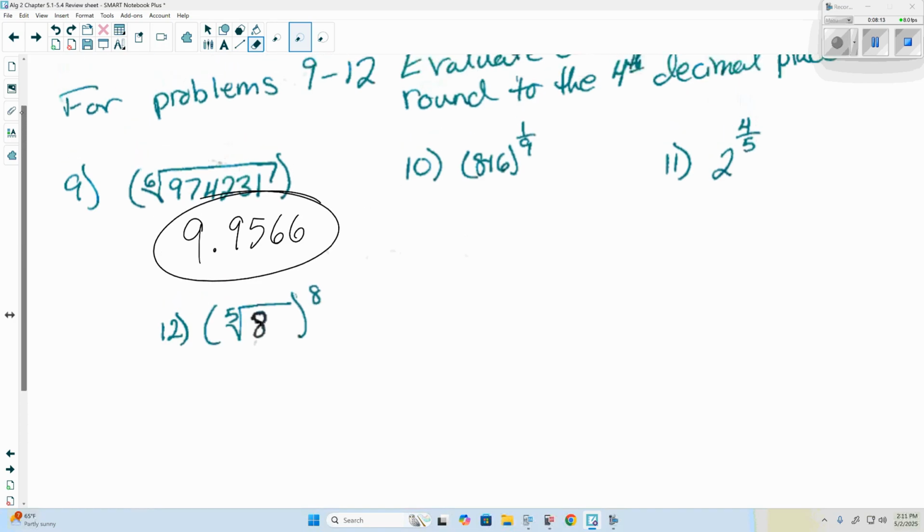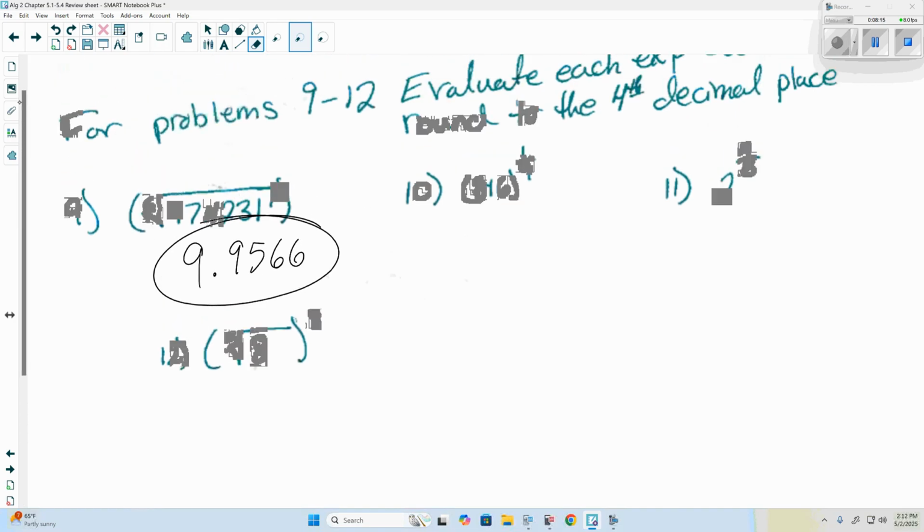Any other questions on 10, 11, or 12? We feel good with these here. Evaluate. Evaluate means we're getting a decimal number. We can plug it in because we're evaluating it for that expression.